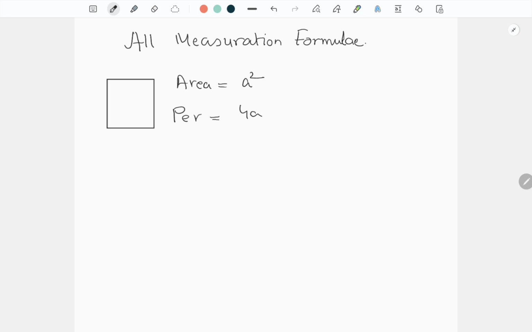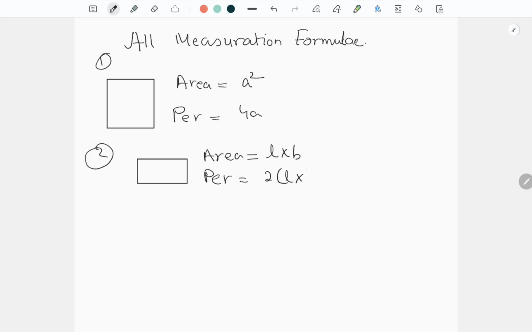Now we will discuss the next one. This is the first one. Now we discuss the second one, that is the rectangle. In a rectangle, the area is length into breadth. We have the length and breadth. And the perimeter is equal to 2 times length plus breadth.